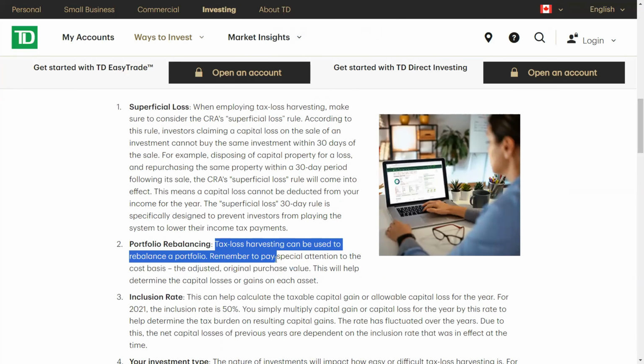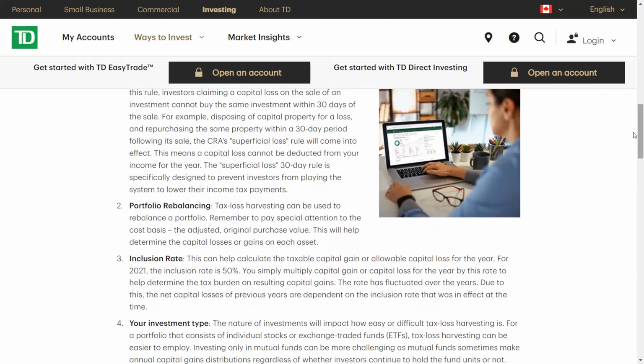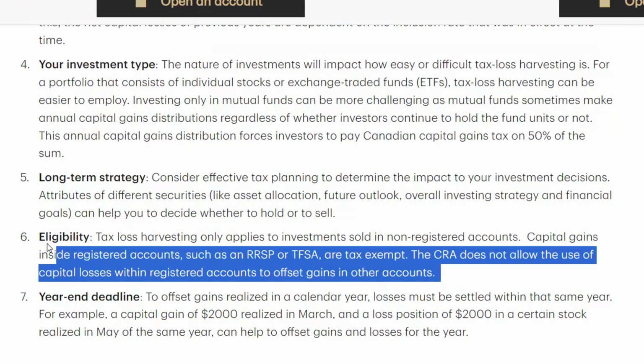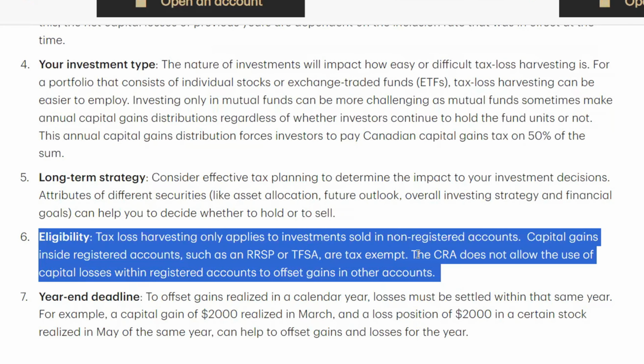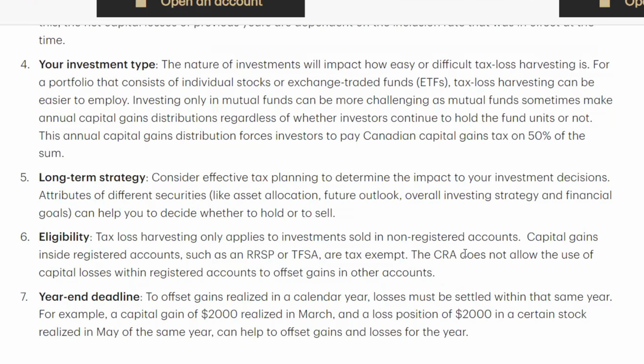Tax loss harvesting can be used to rebalance the portfolio. It could actually be a very effective strategy in that sense. So, say if you want to rebalance your portfolio by sectors or even by geographical exposure, depending on the stocks or bonds that you're trying to sell. Keep in mind as well that tax loss harvesting only applies to investments sold in non-registered accounts. So CRA does not allow the use of capital losses within registered accounts to offset gains in other accounts.